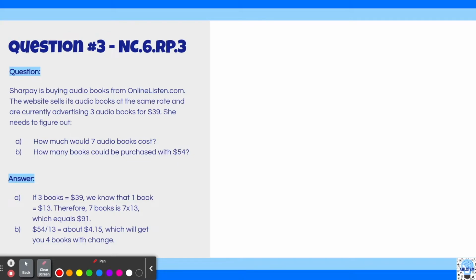So let's do A. So 3 audiobooks will get you $39. Well, $39 will get you 3 audiobooks. So buying 3 audiobooks will cost you $39. So how much would 7 audiobooks cost? We can use the butterfly method for this. Okay? So quickly let me review the butterfly method.